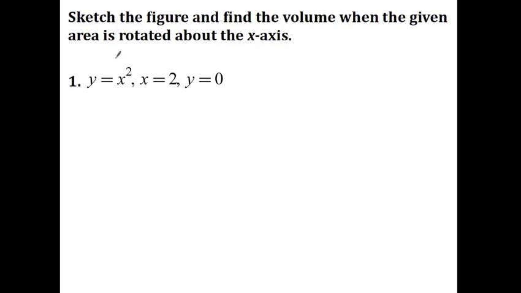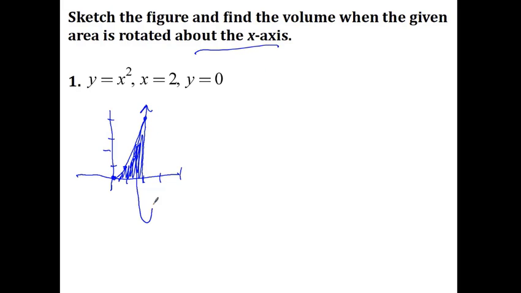Okay, so we're going to sketch this figure and find the volume when the given area is rotated about the x-axis. It's revolved around the x-axis, so make a little sketch. We know y equals x squared. So make it 1, 2, 3, 4, 1, 2, 3, 4. From y equals x squared, which is here, go to 2, 4. So it looks like this. Everybody remembers parent functions. Okay. x equals 2, which is a vertical line right here. And y equals 0, which is the x-axis. So this is the region that we're going to be rotating about the x-axis.